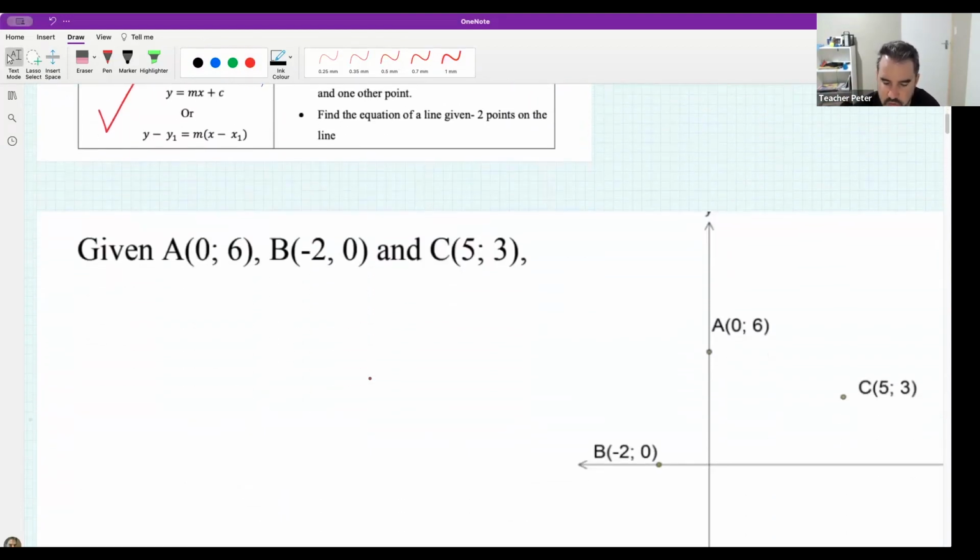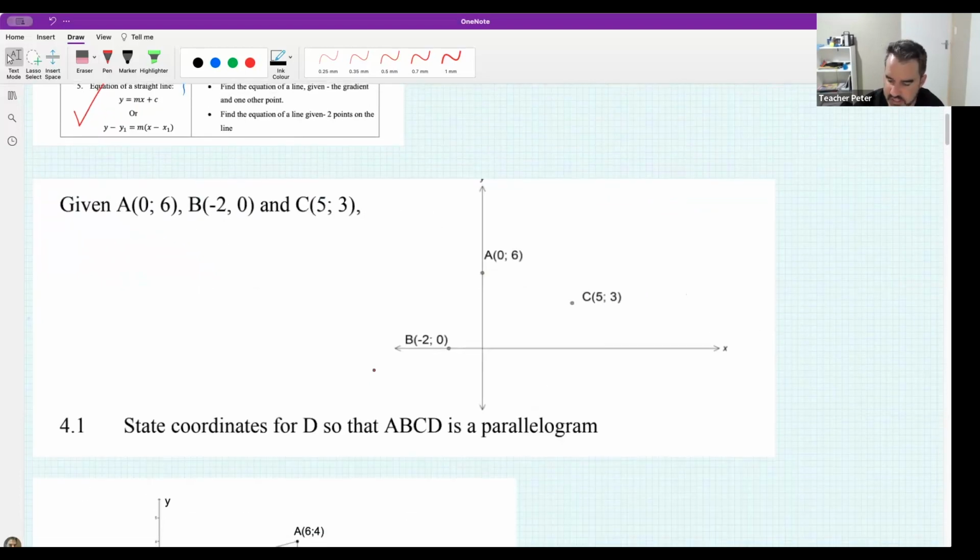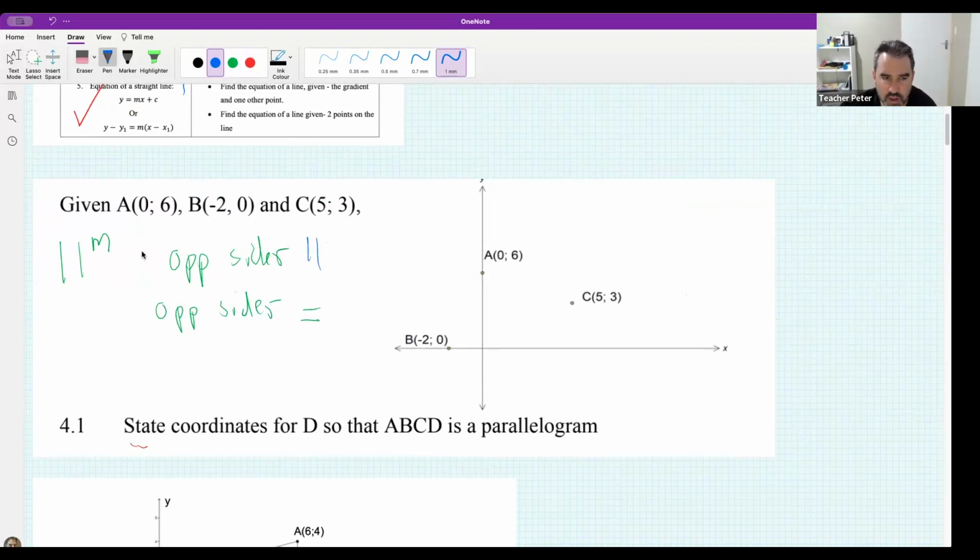Okay, but first of all, let's do this type of question that I haven't done yet, which is given 3 points, find the fourth point such that you form a parallelogram. So how do we do a question like this? Well, something that's important about a parallelogram is that opposite sides are equal, and opposite sides are also parallel. So this should be parallel, should be like this.